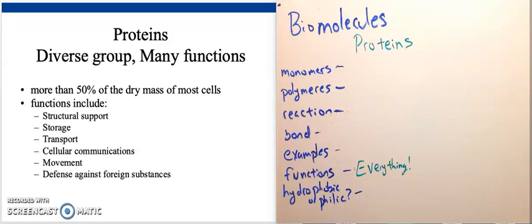All right, the next group of biomolecules that we're going to talk about are proteins. Proteins basically do everything. If you took the water out of you, at least 50% of your dry mass is made of protein. And they have all kinds of different functions. So just a few examples to run through.